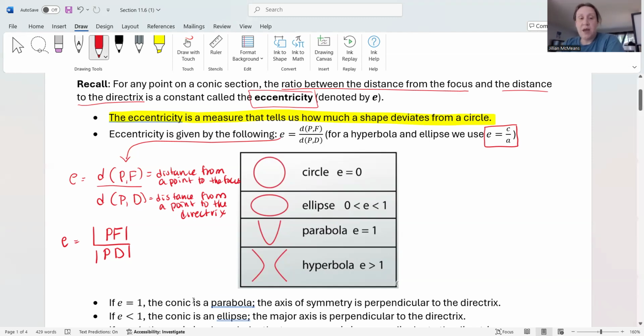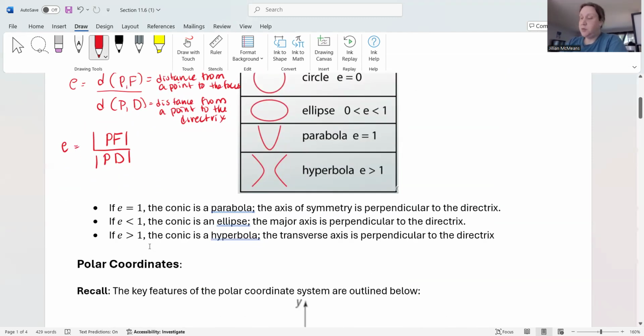Now we have some interesting stuff here, and I'm going to revisit three of these statements in the next topic. If e is 1, the conic is a parabola. We already have that in this table. But what's really important is that the axis of symmetry is perpendicular to your directrix. Remember, when you have a parabola, you have some axis of symmetry which goes through the center of the parabola. It goes through the vertex.